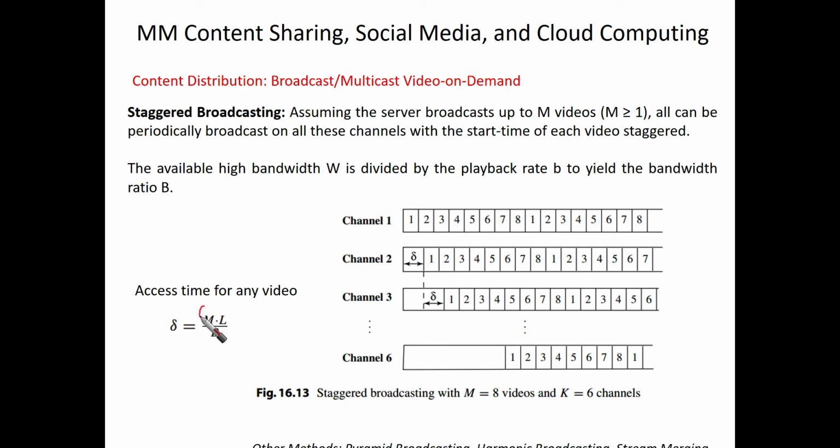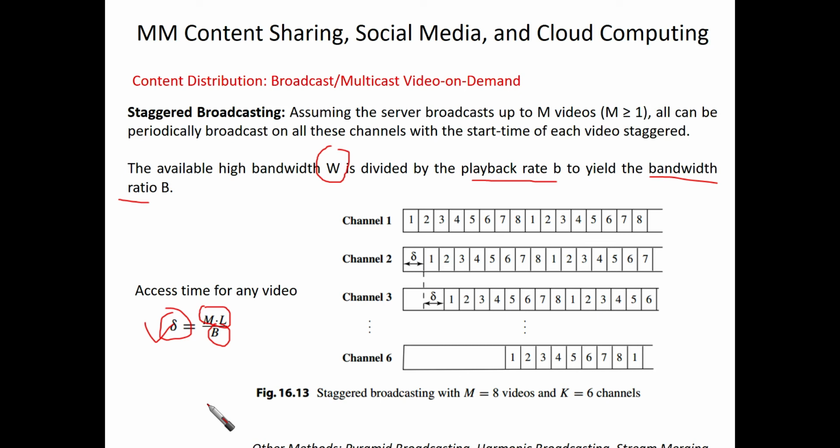This is the total time you require to serve m videos, each of length L seconds, divided by something called B. And what is B? B is called the bandwidth ratio, and we can obtain it by dividing the highest bandwidth by the playback rate, the rate at which you are playing. If you divide W by the playback rate, this is the bandwidth ratio, and using it you get the access time for any video. Whatever video you want to watch, you will wait at most this much time, and after that you start the channel.